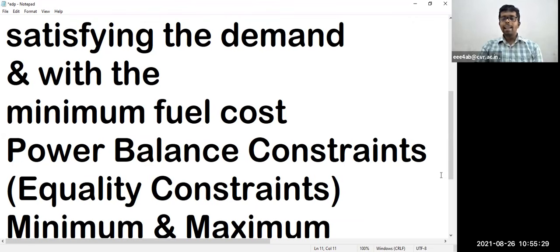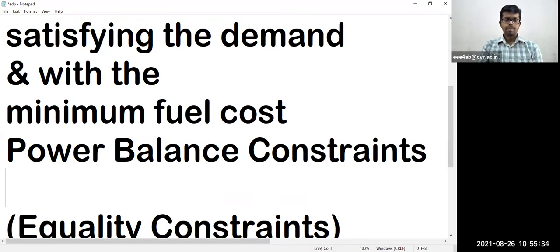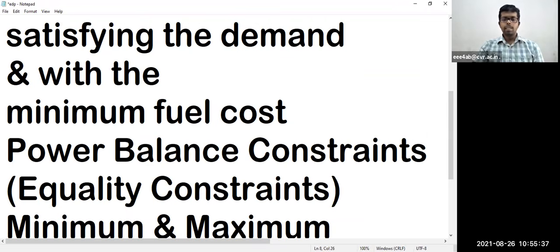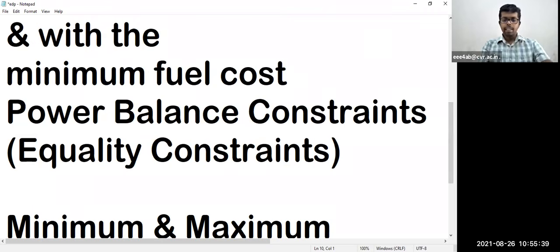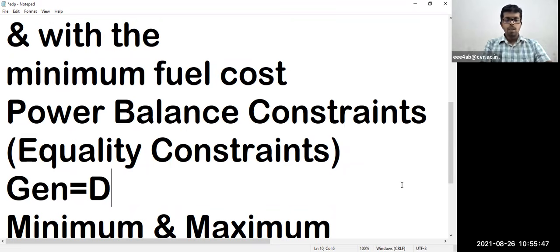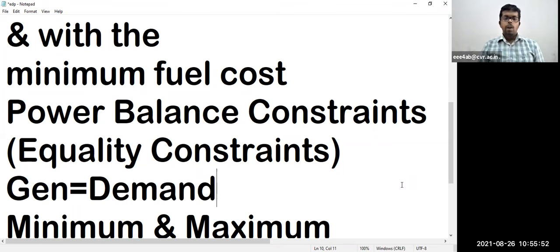What is meant by power balance constraints? Power balance constraints is nothing but generation that equals the demand. Whatever the generation that is happening, that equals the demand. That is called your power balance constraints. Say for example, 1,000 megawatt you are generating, and your demand is 1,000 megawatt.